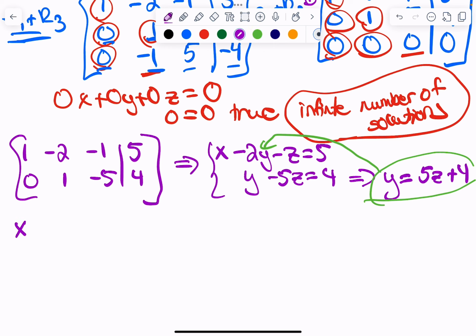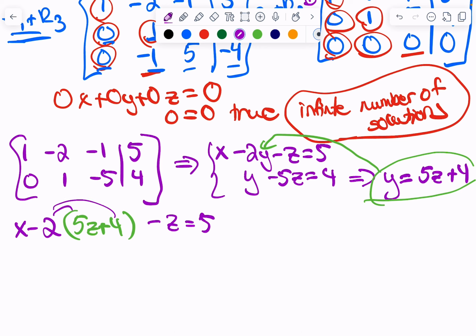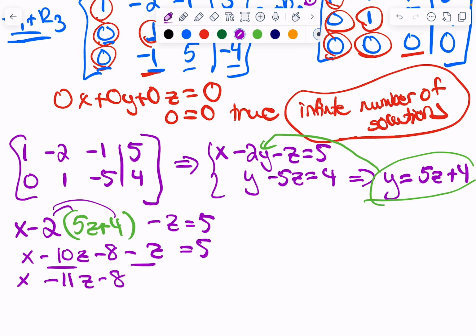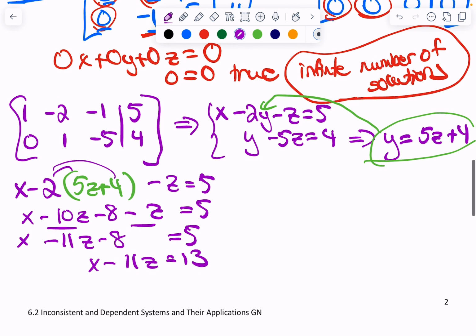So we have x minus 2 times 5z plus 4 inside parentheses minus z equals 5. Okay, we're distributing here. X minus 10z minus 8 minus z equals 5. We're combining like terms. So x minus 11z minus 8 equals 5. Adding the 8, x minus 11z equals 13. And now solving for x, we get 11z plus 13.